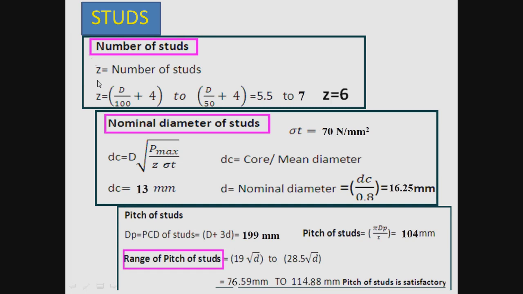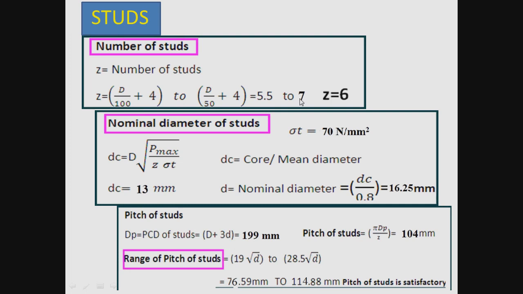Next is studs. So first we need to find the number of studs. It is denoted by Z. In some of the books it is denoted by capital N. Z, number of studs, is given by D by 100 plus 4 to D by 50 plus 4. If you substitute D value, D means it is bore diameter, value given is 150. If you calculate this, you will get 5.5. If you calculate this, you will get 7.